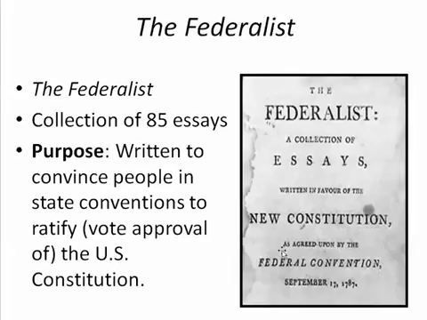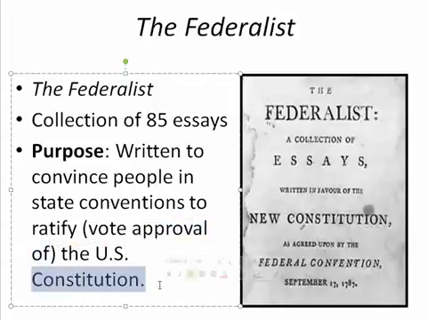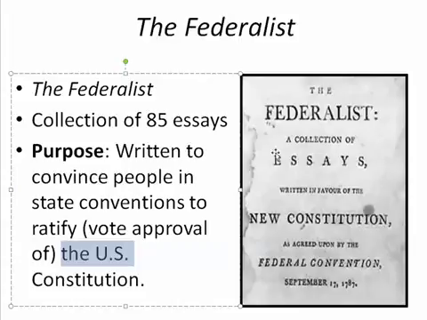The reason they wrote, and the purpose of the Federalist, notice that it is italicized here and here, and that refers to the 85 essays, a collection of those essays, was to convince the people and the states to ratify, there's that word again, ratify, or to vote approval of, the new U.S. Constitution. That's why they did this, to talk about its merits, to say why we needed it.